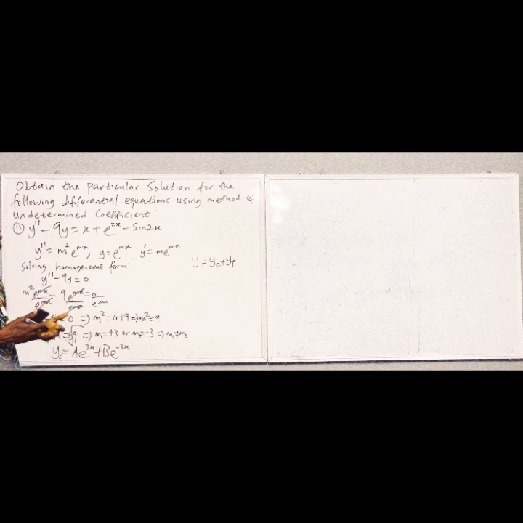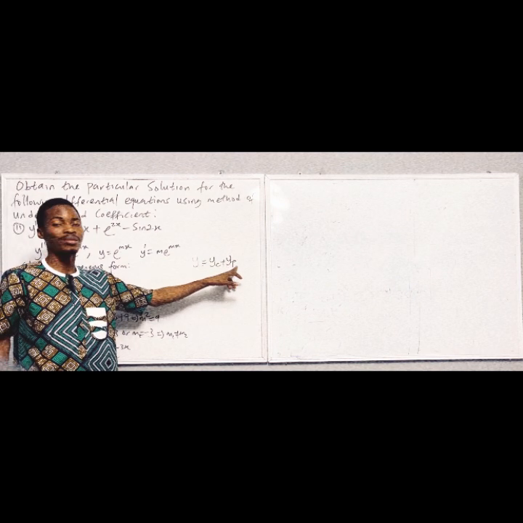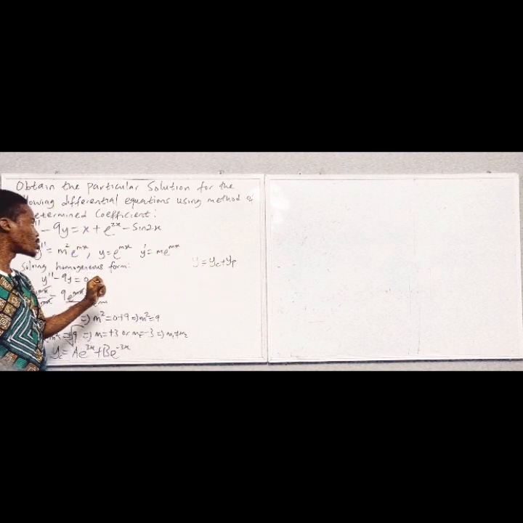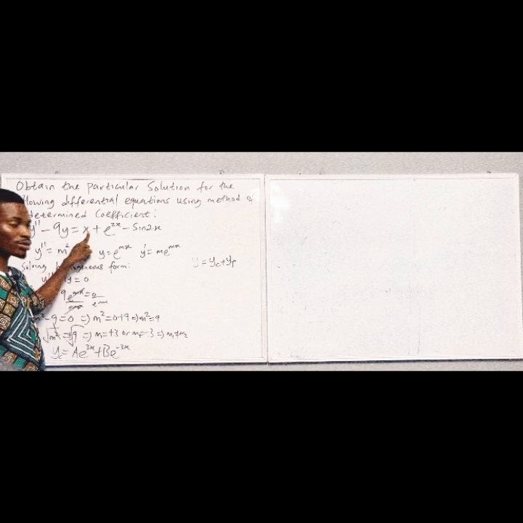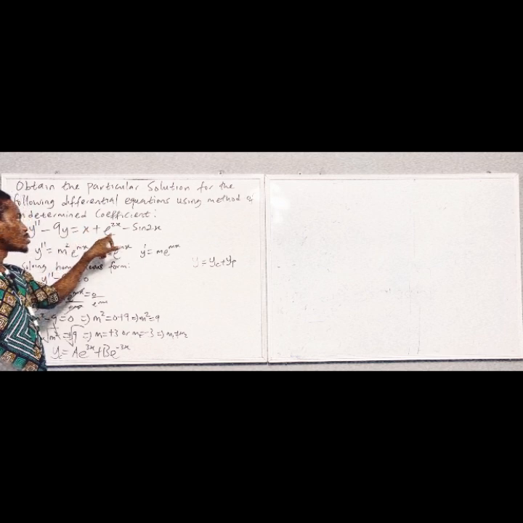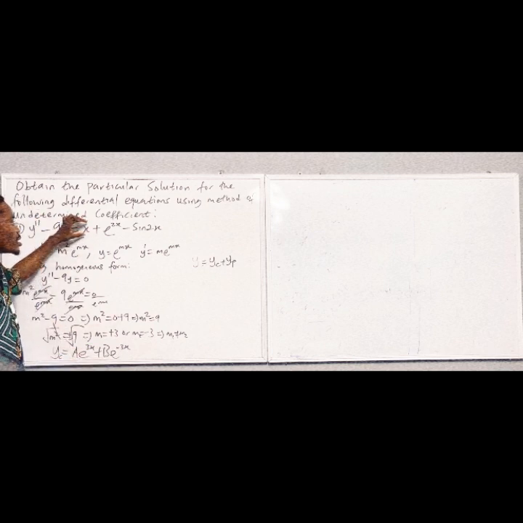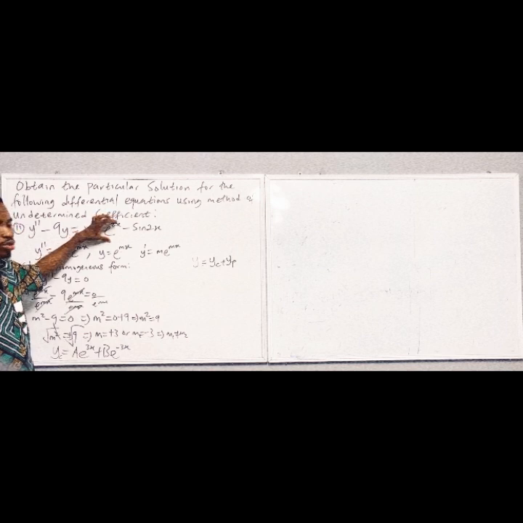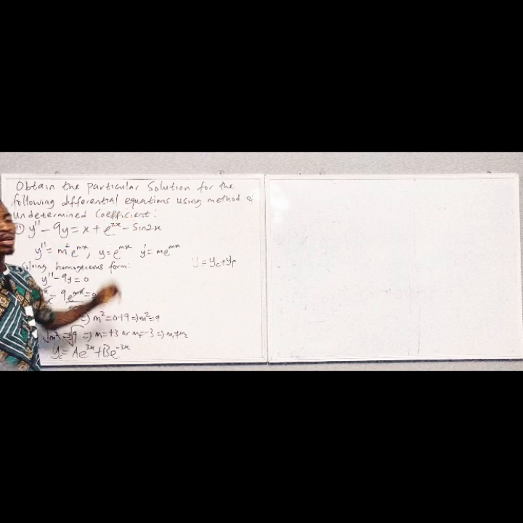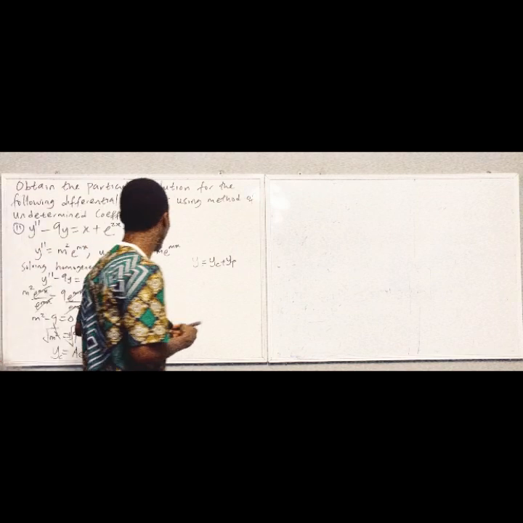Why? Because y_p is my particular solution of the non-homogeneous. You can see that first we have x here, we have exponential 2x here, and we have minus sin 2x. It means I'm going to consider a particular solution for x, a particular solution for exponential 2x, and a particular solution for minus sin 2x. So let us start from x.